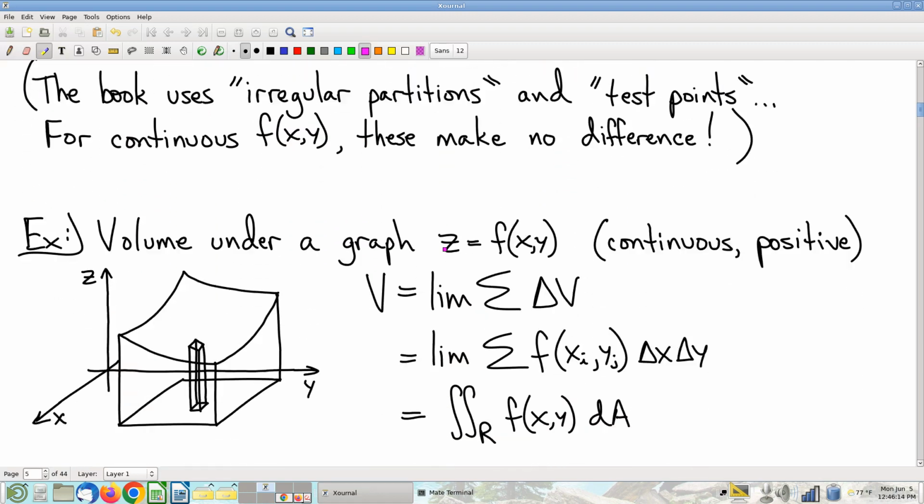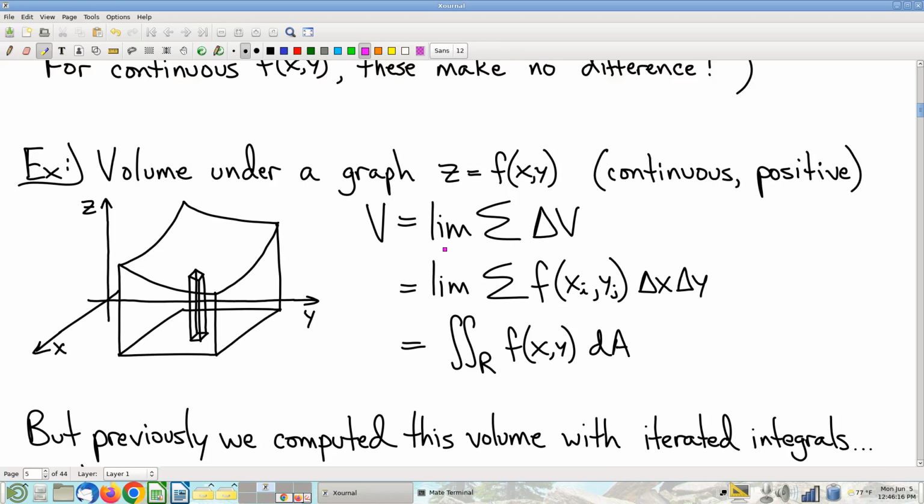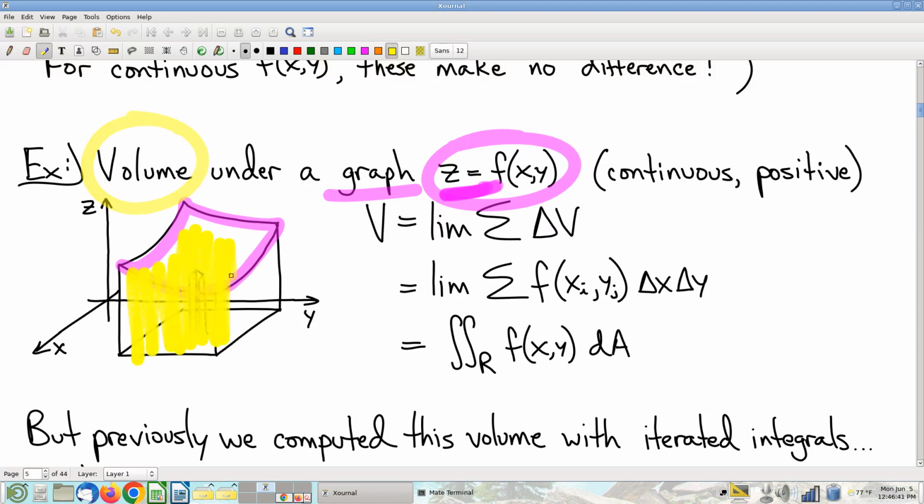Okay, so let's do our first application. This is arguably a question we've already answered, but we're going to do it this time with double integrals. Specifically, we're looking at a graph. Keep in mind what a graph is: z equals a function. So we've got this surface here. The question is to compute the amount of volume under that graph. Fine. I'm going to compute that amount of volume. And here's how I'm going to apply our brand new concept of a double integral.